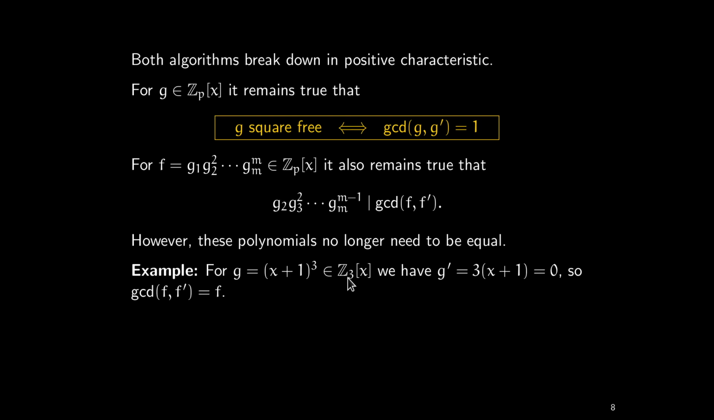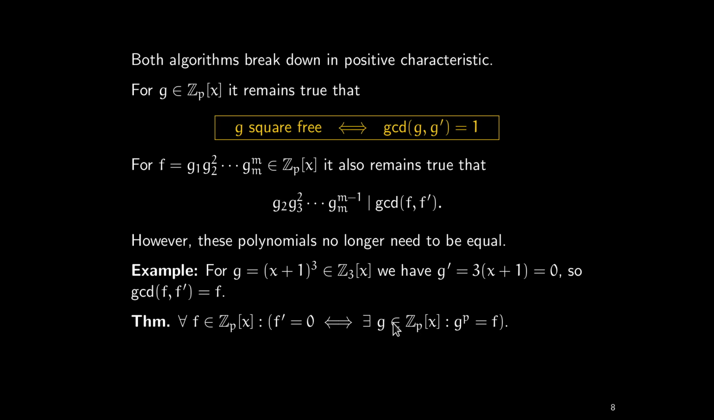So it doesn't need to be equal, and here's an example. Take the field with 3 elements and take (x plus 1) to the 3, which is certainly not square-free. If you differentiate this, something funny happens. The derivative is 0, because you get 3 times the inner thing squared times the inner derivative, but the inner derivative is 1. So you get 3 times something, but 3 is 0 in this field, so the result is 0. That means f prime is 0, and then the GCD of f and f prime is just f. So unlike in the case of characteristic 0, where the multiplicity would decrease by 1, it just stays exactly the same. That's a thing that we have to deal with.